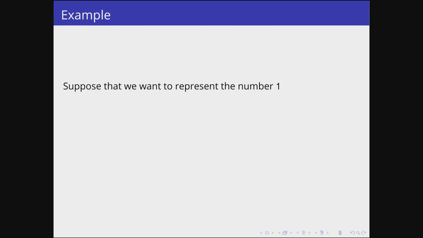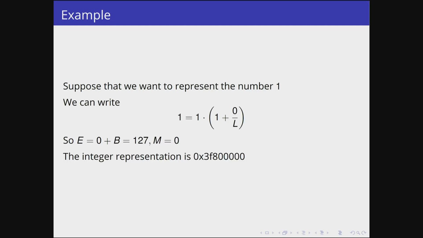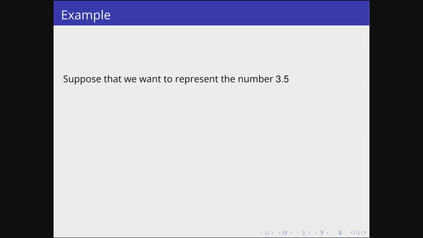Okay, now we are going to do some simple examples to make sure that we understood what happened. If we want to represent the number 1 as a float, then the exponent will be 0 plus the bias, which is 127. The mantissa, of course, is 0. And so the integer representation is 3f8 in decimal basis. Now we are going to do a bit more complicated example, which is 3.5.